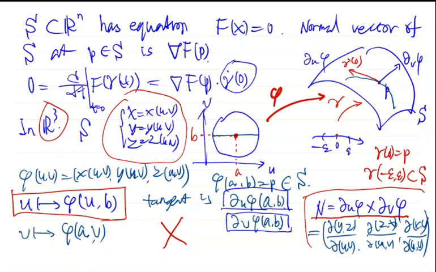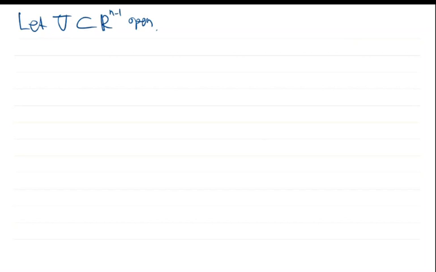Okay, we start this for today's lecture. Now, suppose capital U is an open subset of R^(n-1), and a point A is in U, and a map phi from U to n-dimensional space is C1, and satisfies another condition.